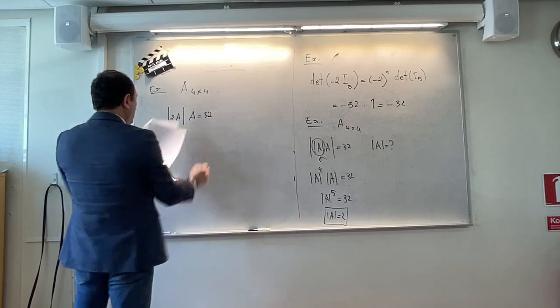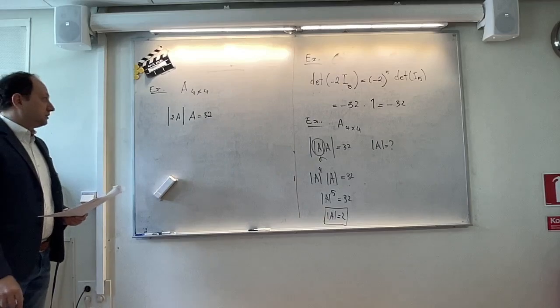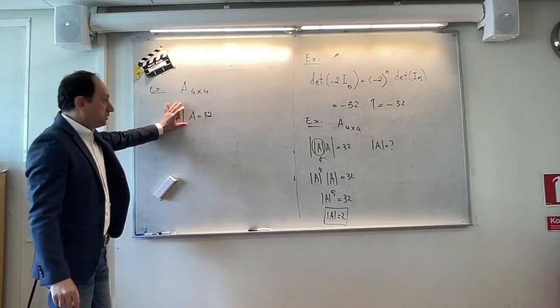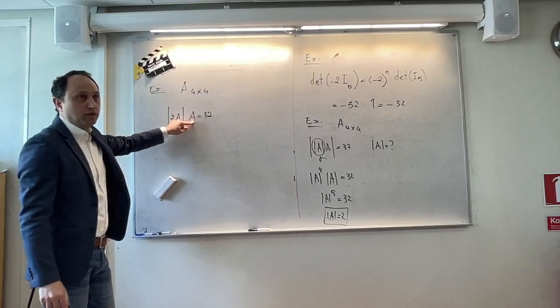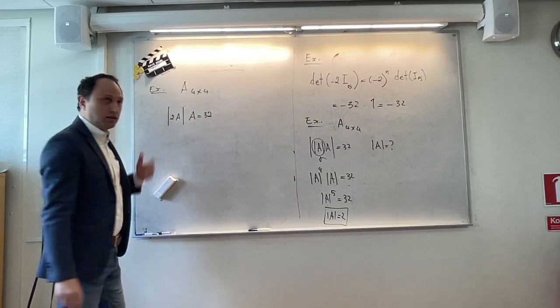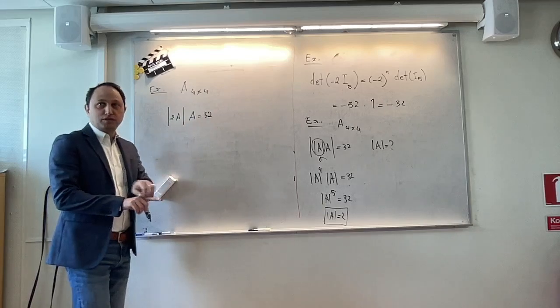times... Can I write 32? Do you complain if I write something like this? Yes or no? Yes, why? A is a matrix. It's a number multiplied by a matrix. The result should be a matrix, so it cannot be equal to a number. So if you see this, you feel bad about it. You should just immediately complain.